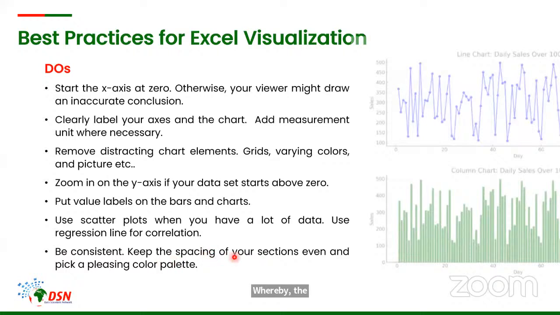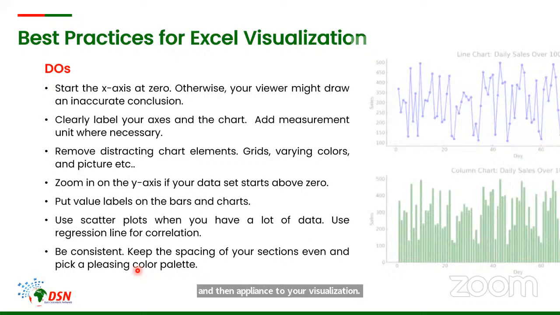Be consistent. Keep the pacing of your sections even and pick a pleasing color palette. Remember the other time I said I allow Excel to choose colors for me, because picking a color palette can be a little bit of going outside Excel and looking for what color palette is good to use for your charts. But if you are the type that does not like to move between software and screens, you can just use the defaults that Excel has set for you. But if you find it comfortable to pick a color palette, you can even pick one before your visualization and then apply it to your visualization. It makes your work look more professional and more customized.